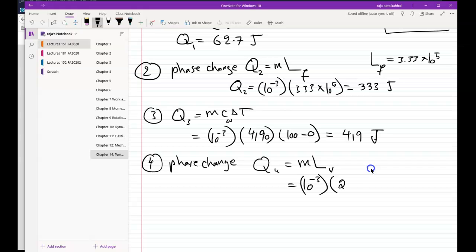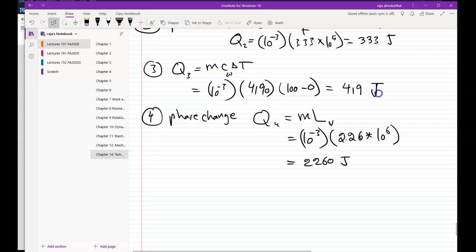It is 2.26 times 10 to the 6, and then I calculate that, it becomes 2,260 joule. As you can see, the numbers for phase change are large, okay? The reason for that is the bonding of molecules. It needs a lot of energy to unbind, to disintegrate them or to break them apart. It takes up a lot of energy, that's why.